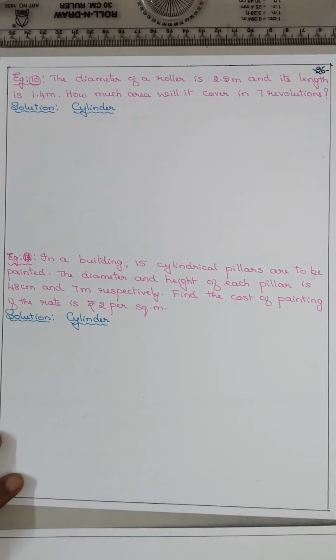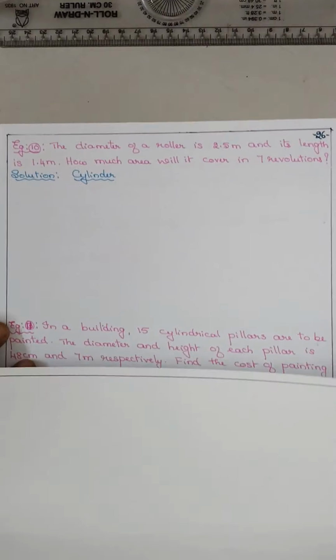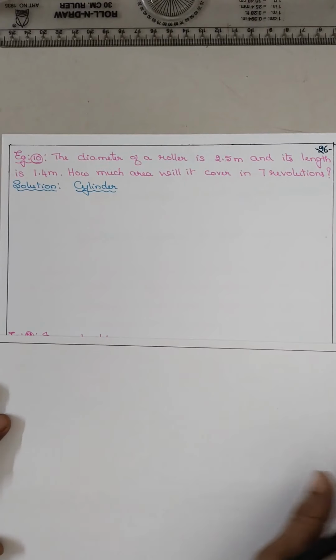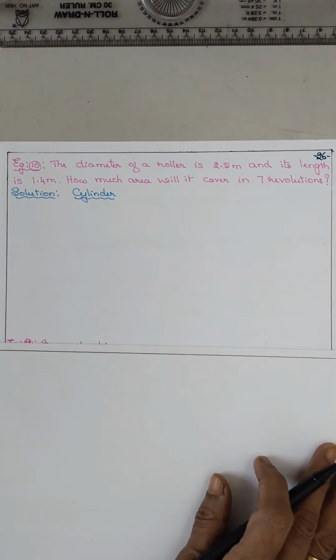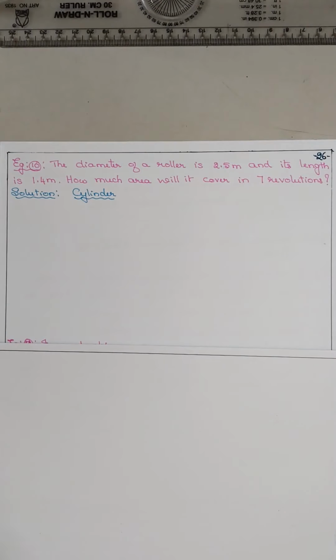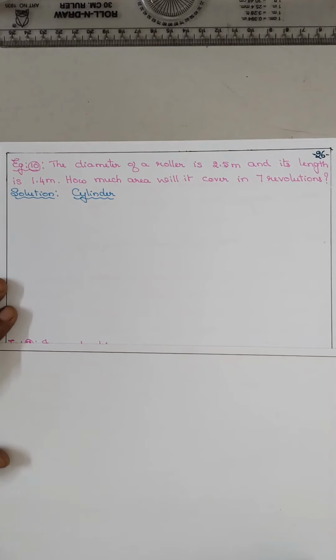What have they asked? The diameter of the roller. You know the road roller and all, isn't it? That is cylindrical in shape. So the diameter of the roller is 2.5 meter. Now the diameter is given.